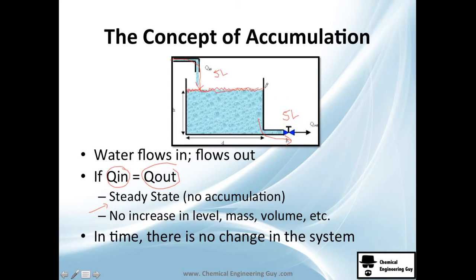So it stays perfectly fine. We can do our mass balances as before, no transient state needed, and we will not have increasing level, nor mass, nor volume. As time passes by, you're not going to change the conditions or variables in the system.